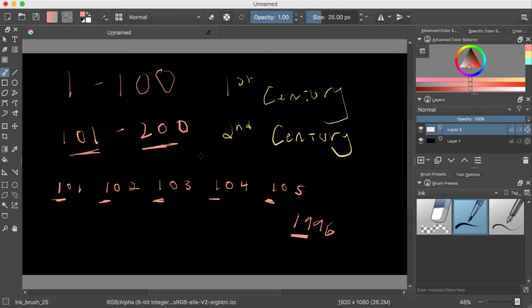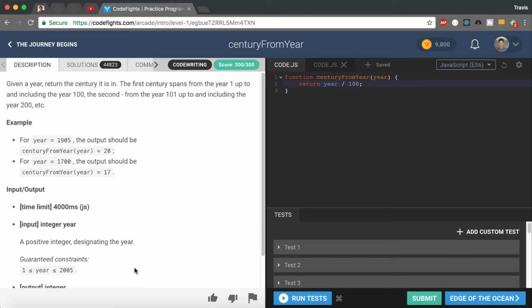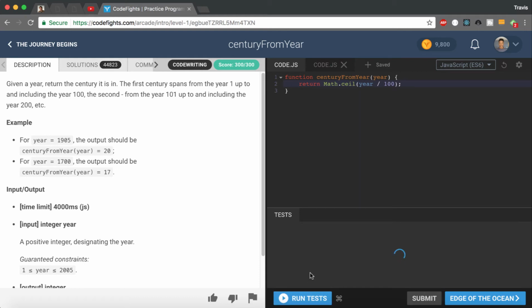So now that we understand a little bit, let's go back to the problem. Our problem is we need to round up the number, the decimal. If we get a decimal, we need to round it up. So we're going to use a function called math.ceil. We're going to type down math.ceil, and then add in our year divided by 100. What that's going to do is round any decimal, no matter if it's 2.1 or 2.9, up by 1. And with that, let's see our test results.